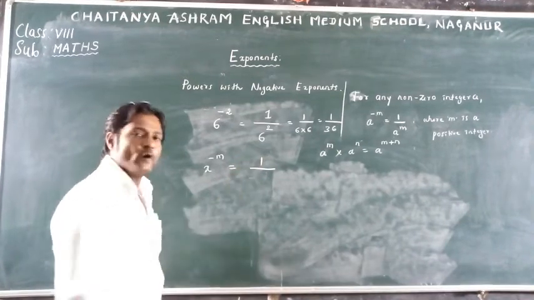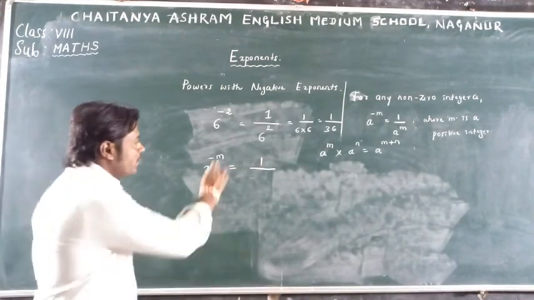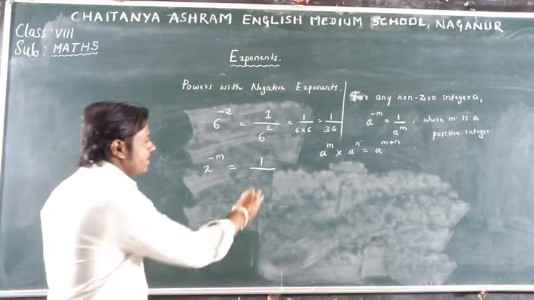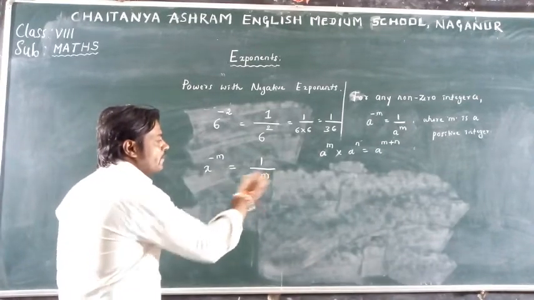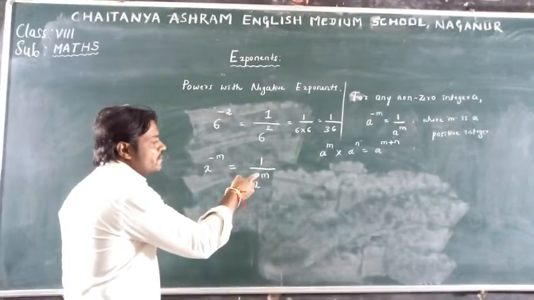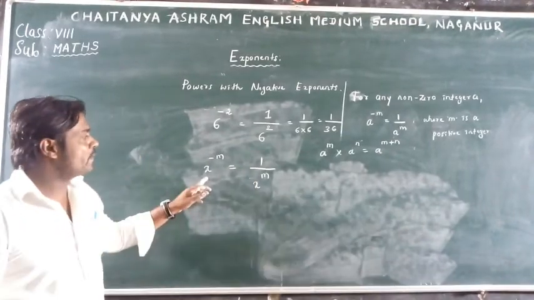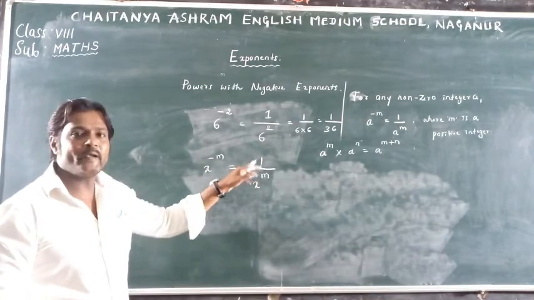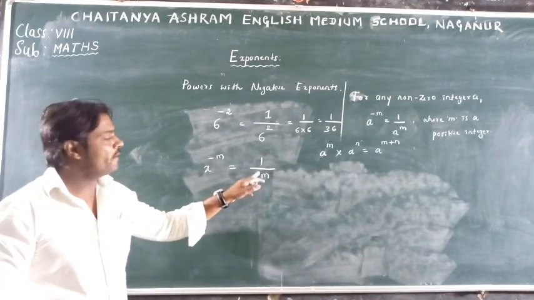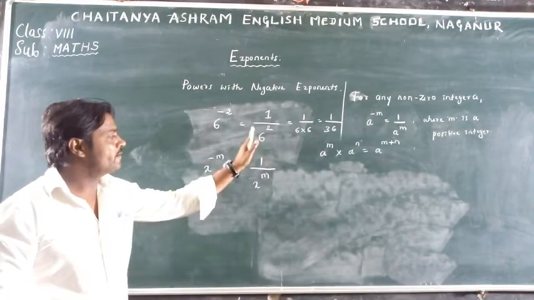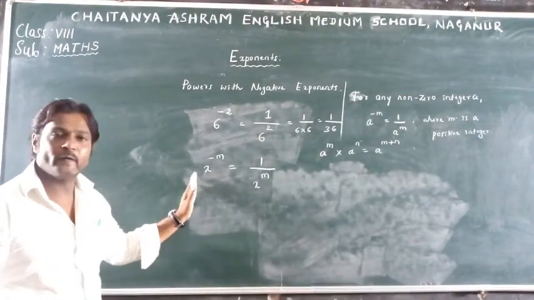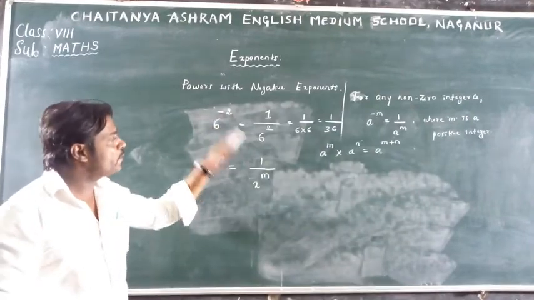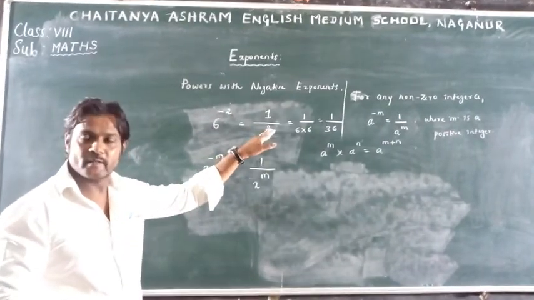Write 1 in the denominator. Write the whole exponent in the denominator. That is x to the power m. Here it is minus, here it is plus. So x to the power minus m is the same as 1 divided by x to the power m. This is a positive exponent and this is a negative exponent. This is the conversion of a negative exponent to a positive exponent.